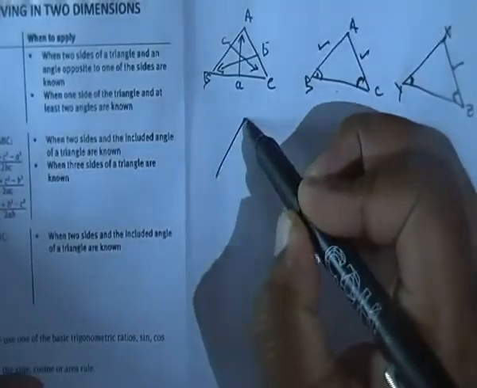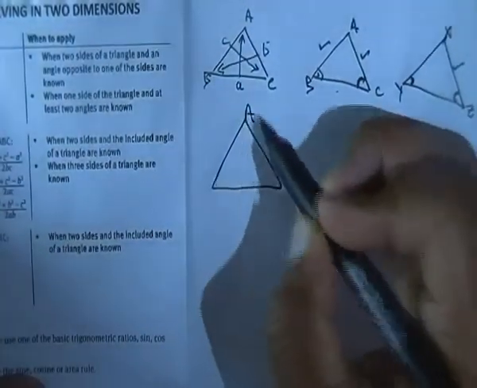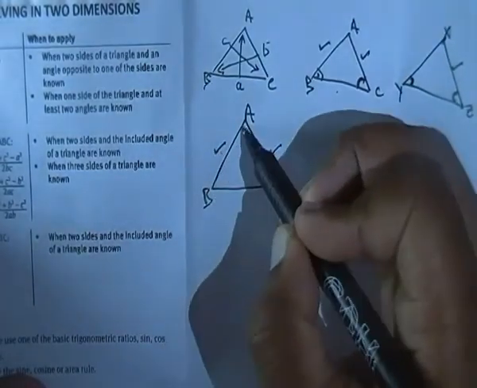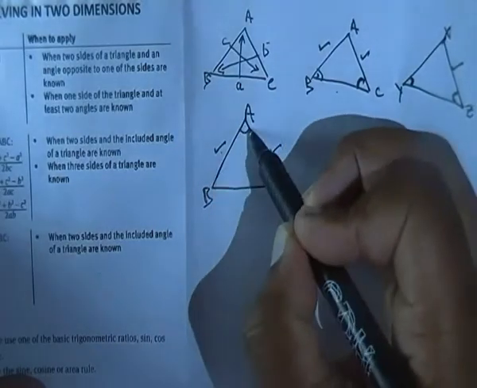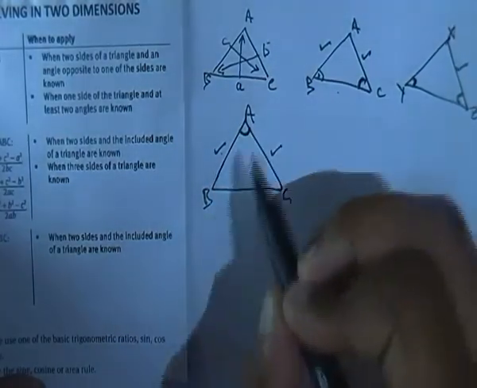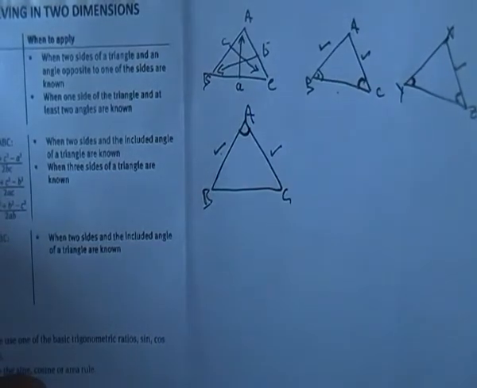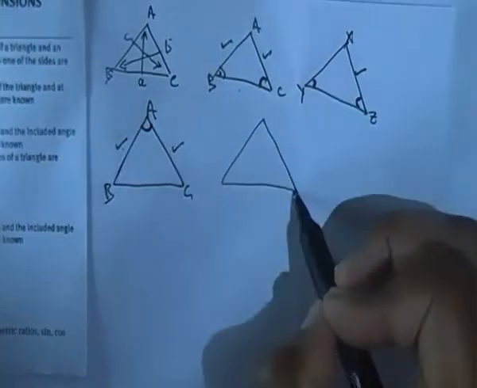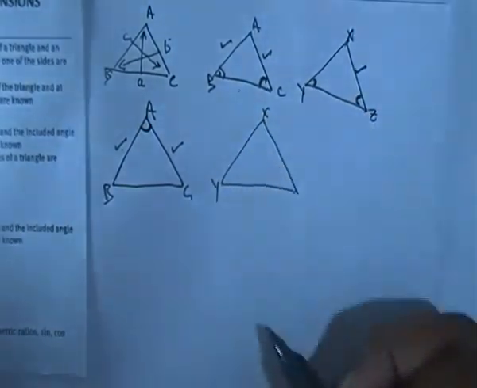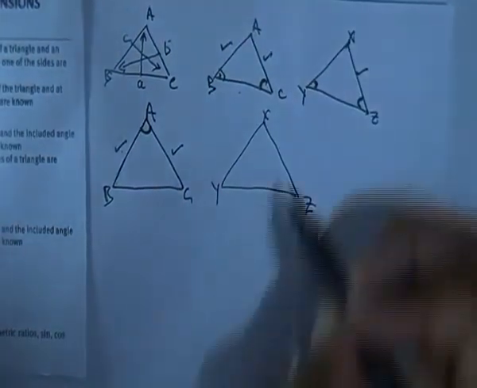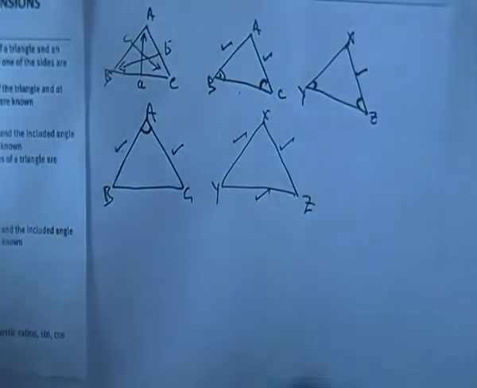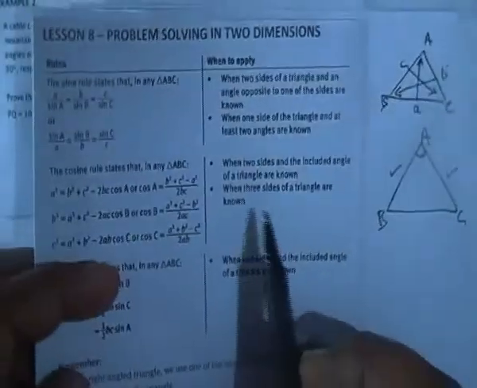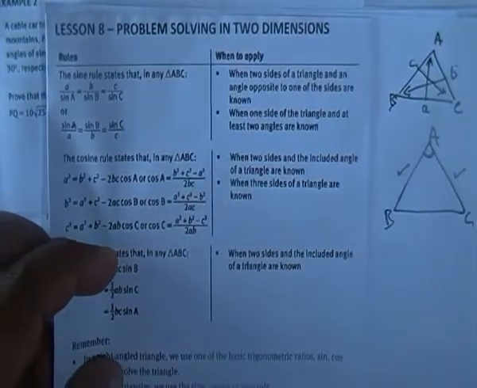So if you have a triangle, let's call this one again A, B, C. You know this side, you know that side. So the angle between the two sides that you know is what you call the included angle. That means you're going to use a cosine rule there. Now, if it happens that you have a triangle, we'll call this one X, Y, Z, right? You know this side, you know that side, you know that side. You need to find this angle. So that means you're going to have to use this reverse cosine rule.